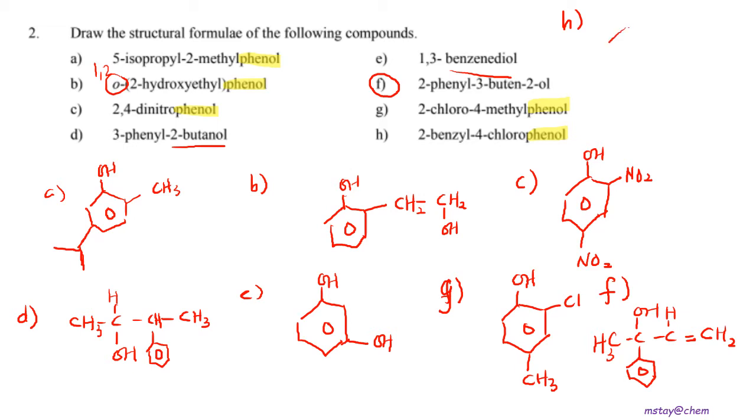So we need to have a phenol, and then we have the OH, 2 benzyl, so it will be CH2, and then attached to a benzene ring. Okay, and then 4 methyl, which is on the opposite side. Okay, so these are the structures for A until H.